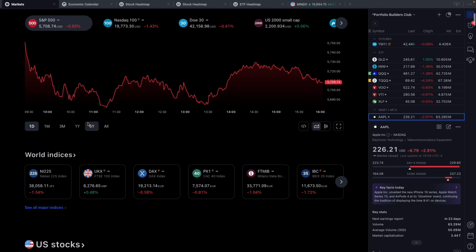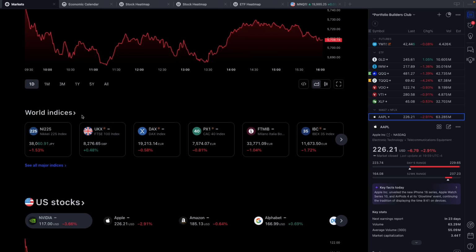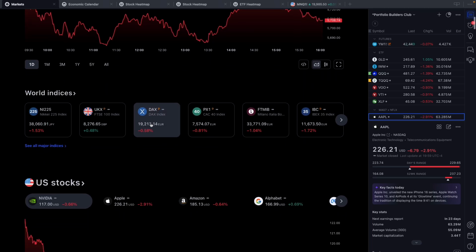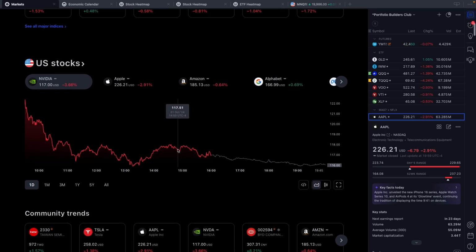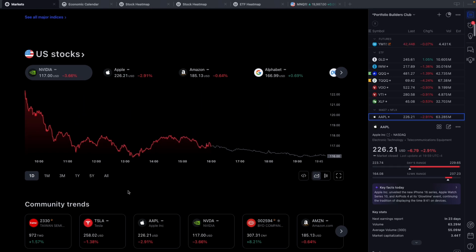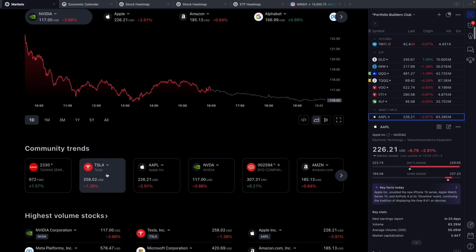But as you scroll down, you also notice it talks about world indices. So it gives you some aspect into those, and you can click on each of these to get a better view. It goes into U.S. stocks, just at a high level. Some of the top companies here are listed. You can look through all of those. You can also look at the community trends. So what are people talking about?